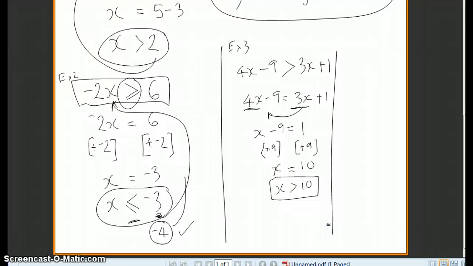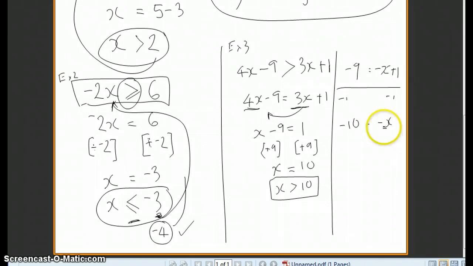Interesting that if I'd done it the other way, in other words collected x's on the right hand side, I would have wound up with a negative x plus 1 is equal to minus 9. Okay, all I did here was I subtracted 4x from both sides and got that. If I now subtract 1 from both sides, I wind up with negative 10 equals negative x.